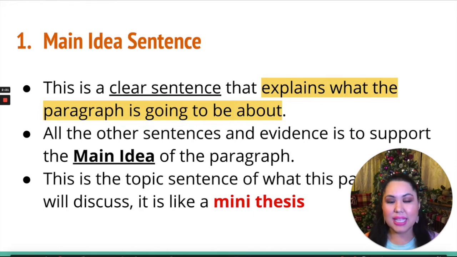All the other sentences and evidence that you are going to use in this paragraph is to support your main idea or topic sentence. Some teachers call it topic sentence. I like to say the main idea sentence so that it fits in with the whole meal. But that is what it is. It is the main idea of what you are writing about in this very specific paragraph. It is like a mini thesis. Everything you are writing is working to prove your thesis within the introduction, but your main idea sentence is like a mini thesis that you are proving in this one paragraph.